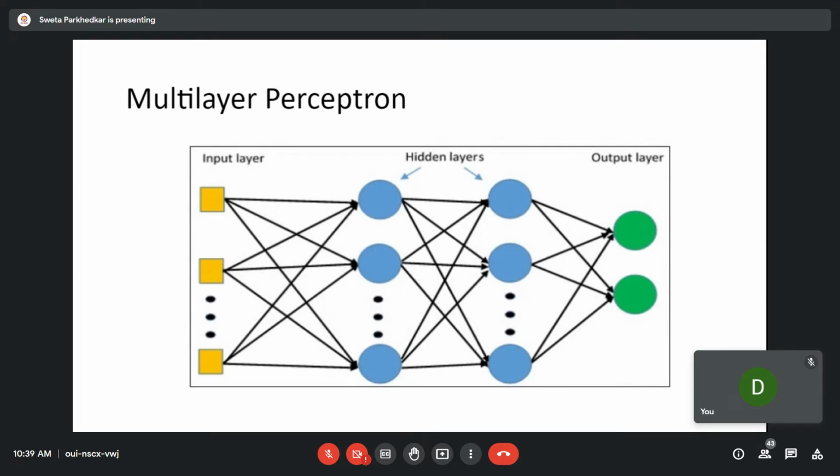Now, why are they known as hidden layers? Because they are not in direct contact with the outside world. That's why it's a hidden layer. So they do all the processing within themselves, and they give their output to the output layer. Okay, so the multi-layer perceptron looks like this.